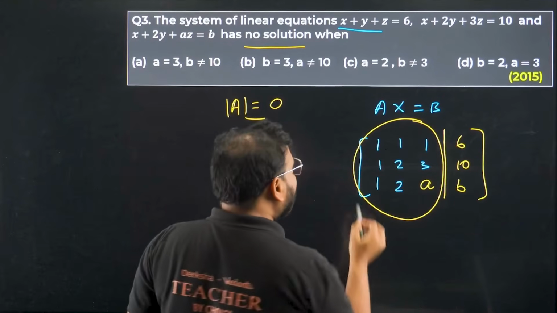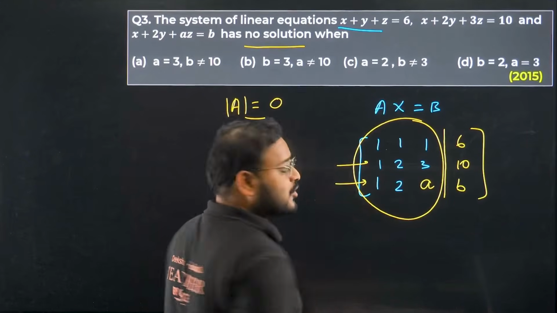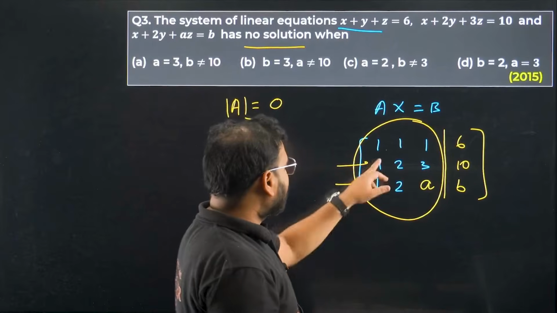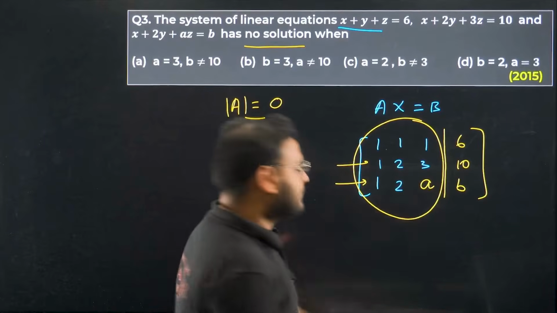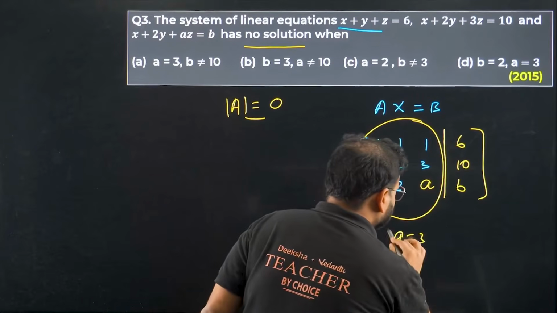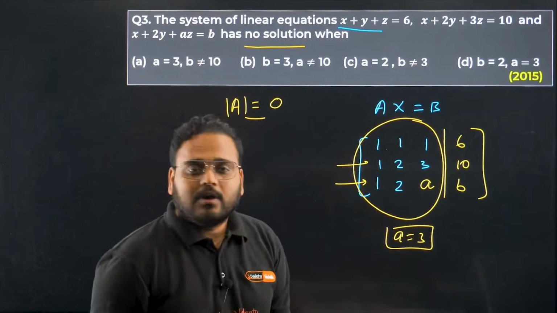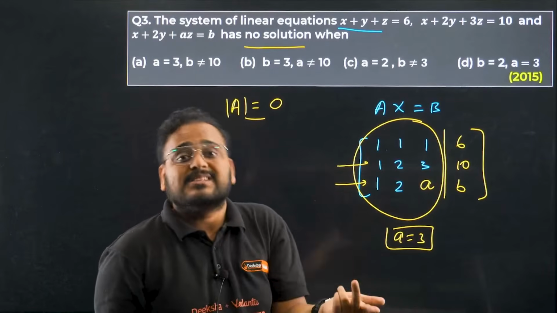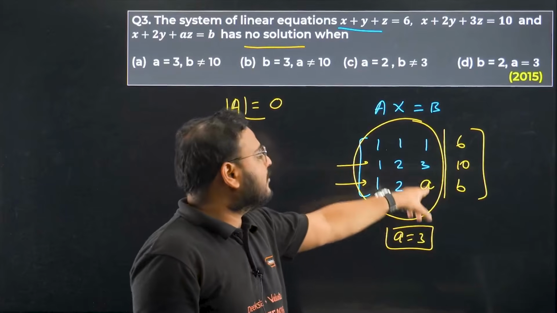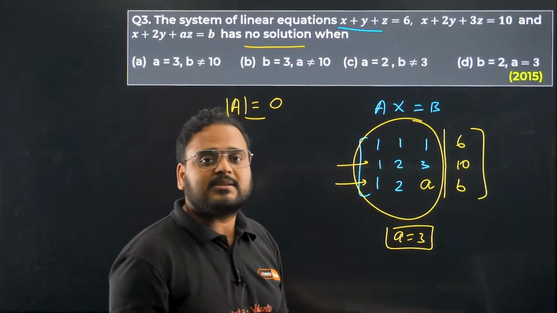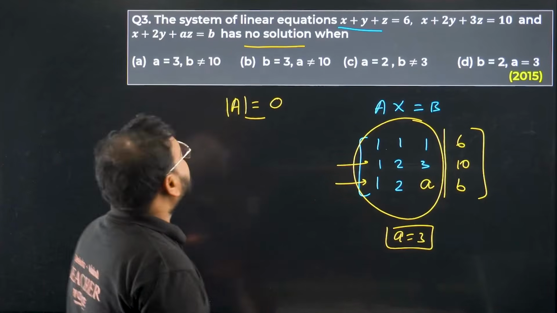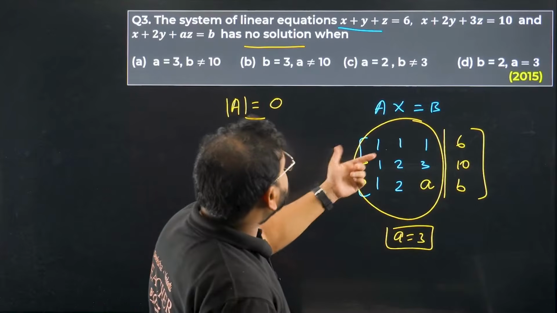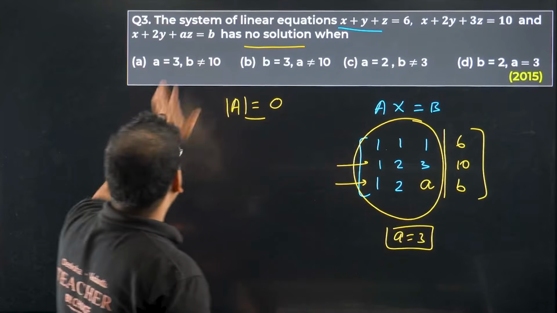How? When you have 2 rows common, 1, 1, 2, 2, it means A has to be 3. Yes or no? The determinant of a matrix is 0 if it has 2 rows or 2 columns the same. I'm getting 1, 1, 2, 2 here. If A is 3, the determinant will come out as 0. Answer: A equals 3. So you can see A equal to 3 is option D or option A.